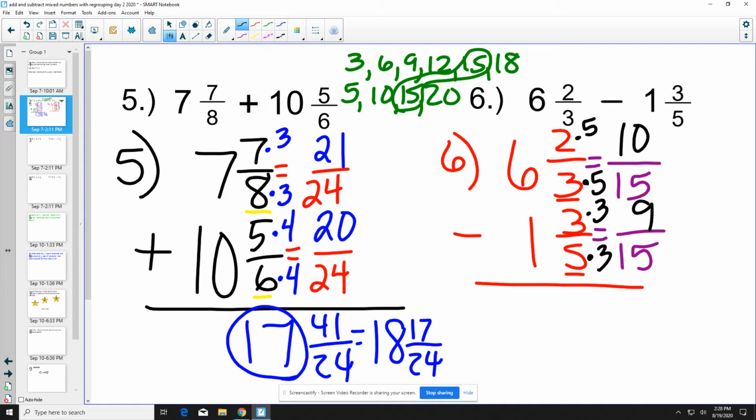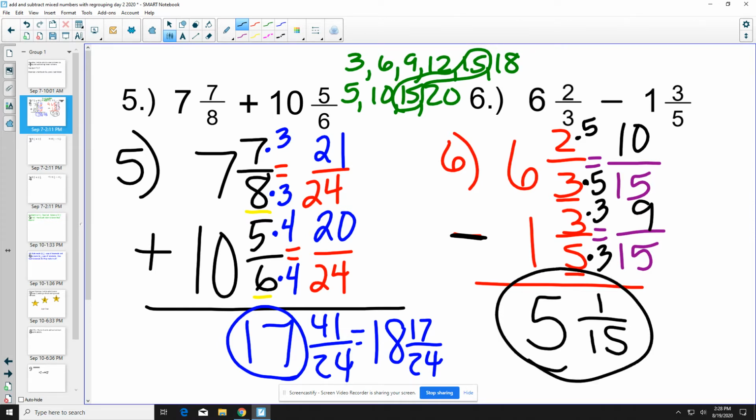Right. Now remember, you're subtracting. I think the most common mistake I see is people accidentally add instead of subtract. So be careful. You're subtracting, so you want to take 10 minus 9 to get 1 over 15. And then you're going to subtract your whole number, 6 minus 1, to get 5. Do you think it's in simplest terms? Yes, it is. The only number that goes into 1 and 15 is 1. So that is my final answer.